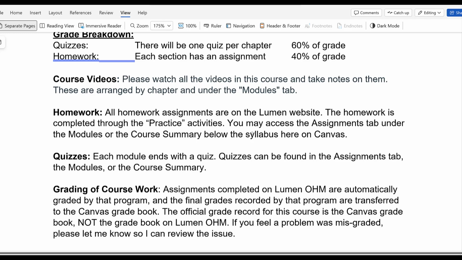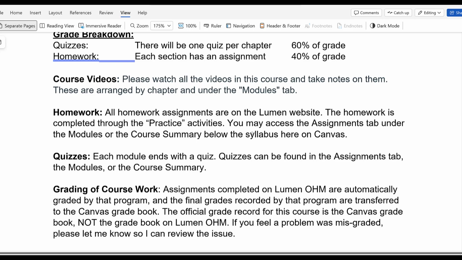Homework. All homework assignments are on the Lumen website. Homework is completed through the practice activities. But you can do it through Canvas too. It's embedded in Canvas. You may access assignments tab under the modules or course summary below the syllabus here on Canvas. So you can also go right into the modules.